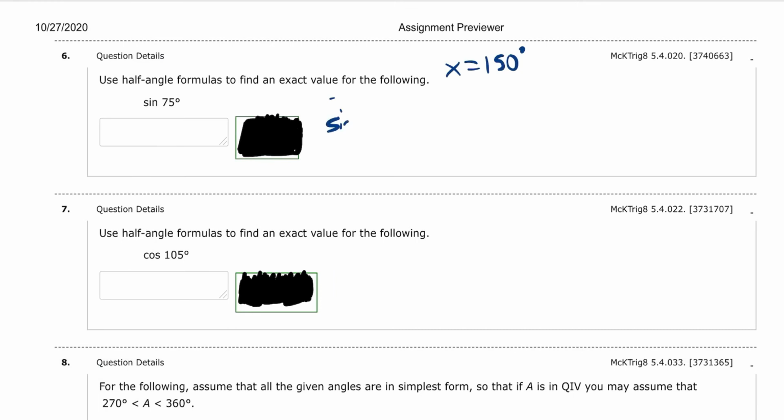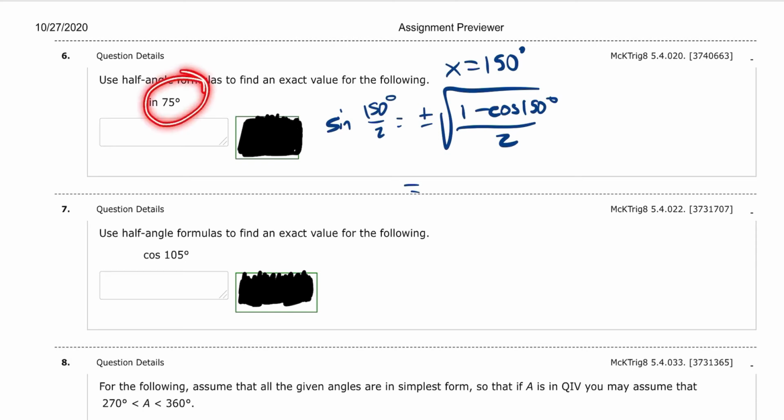And we know that sine of x over 2 is equal to plus minus the square root of 1 minus cosine of x over 2. So that means x is 150. So if we substitute 150 for x, we're going to get, let's see, 75. That's in quadrant 1. Sine is positive in quadrant 1. So we're going to go with the positive, not the negative.